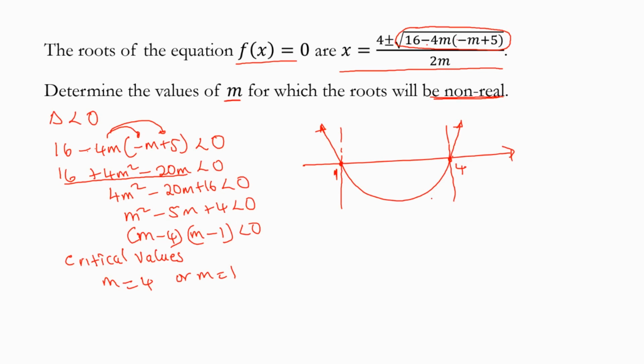So where is the graph below the x-axis? Because we're saying less than 0, meaning negative. Below the x-axis, this part. This part is the one which is below the x-axis, below 0, less than 0. So it is between 1 and 4. Between 1 and 4, that's where the function is less than 0. So our solution here will be, it should be m, not x. Let me just correct that. So it means m should be between 1 and 4.